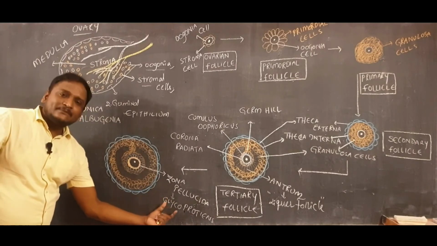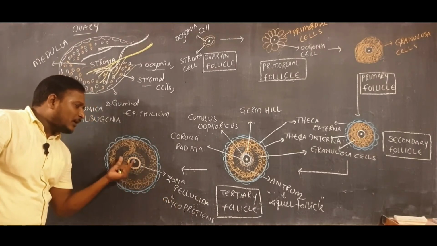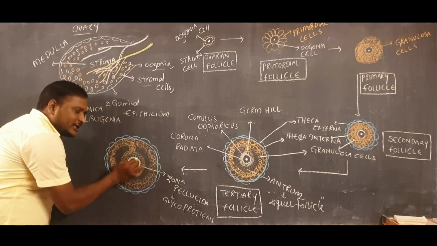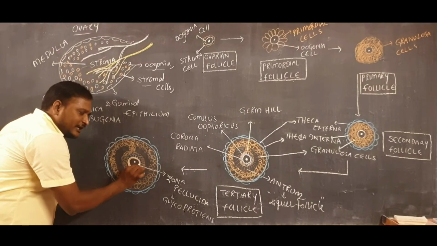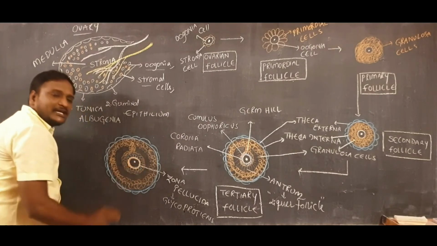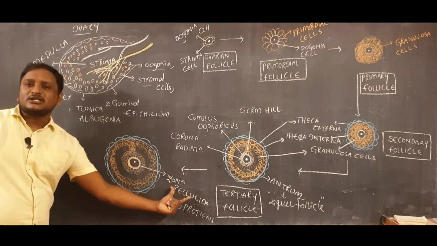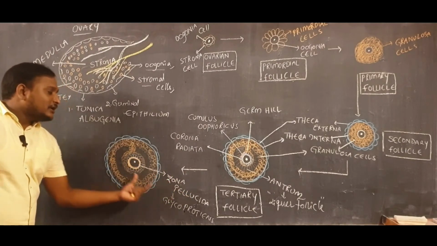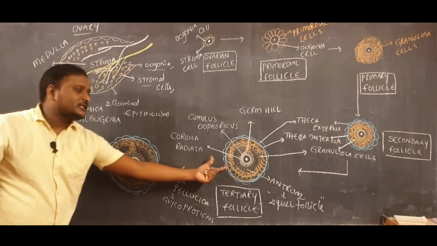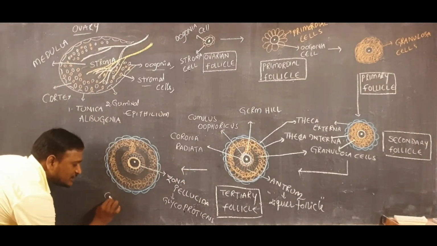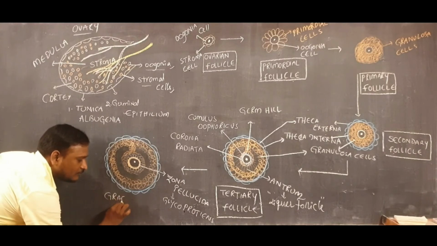And in this case, glycoprotein layer is formed by the nearby cells that are nothing but corona radiata and the outer layer of egg cell, which is nothing but vitelline membrane or plasma membrane. Both together will form the zona pellucida. And that is the main difference between the tertiary follicle and Graafian follicle. This one is Graafian follicle.